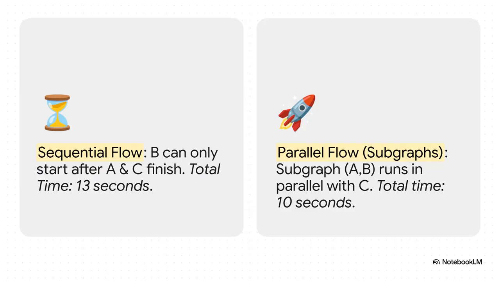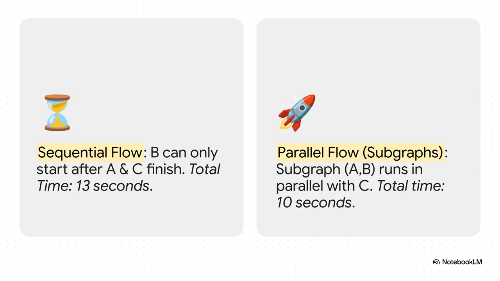Because at the end of the day, speed is a feature, and it's crucial for the user experience. And this is exactly how they cracked it. Look at the difference. In a simple sequential flow, tasks are just sitting around waiting for each other, taking 13 seconds. But by grouping related tasks into what LangGraph calls subgraphs, they could run whole chunks of the process at the same time. This shaved off 3 critical seconds.